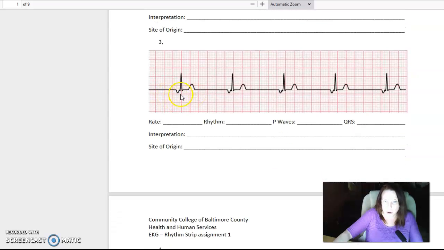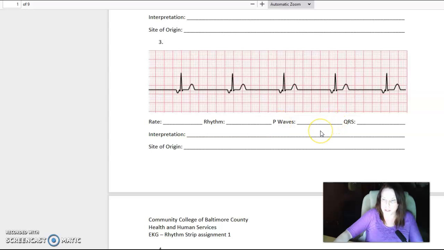And down here, there are 1, 2, 3, 4, 5 beats. So that's 50 beats per minute. And even though this looks a bit unusual, this is still a regular rhythm. So I want you for this assignment to go through and just put the rate and the rhythm.